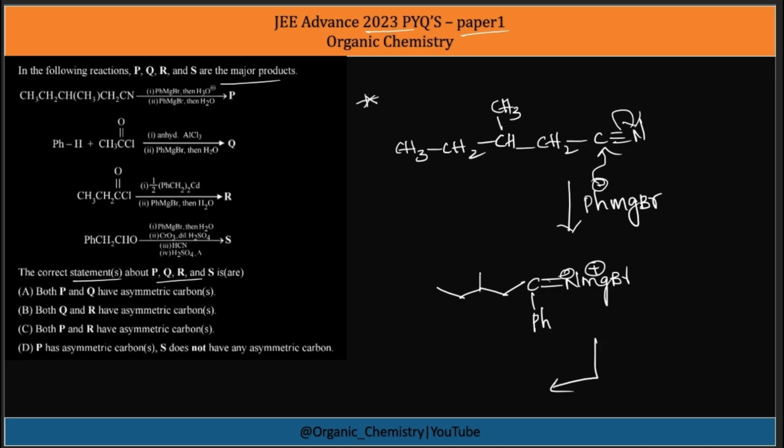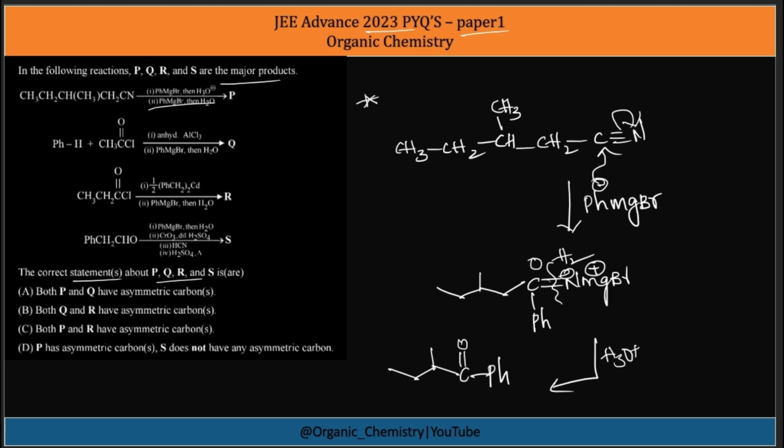Then after that they have given hydrolysis also, right? So what will happen? Just break this bond, add oxygen over here and H2 over here first. Upon hydrolysis, we'll get the ketone. All right? Here we'll get this product, C double bond O Ph. So we have got this product, and then again one more mole of this Grignard reagent they have given.